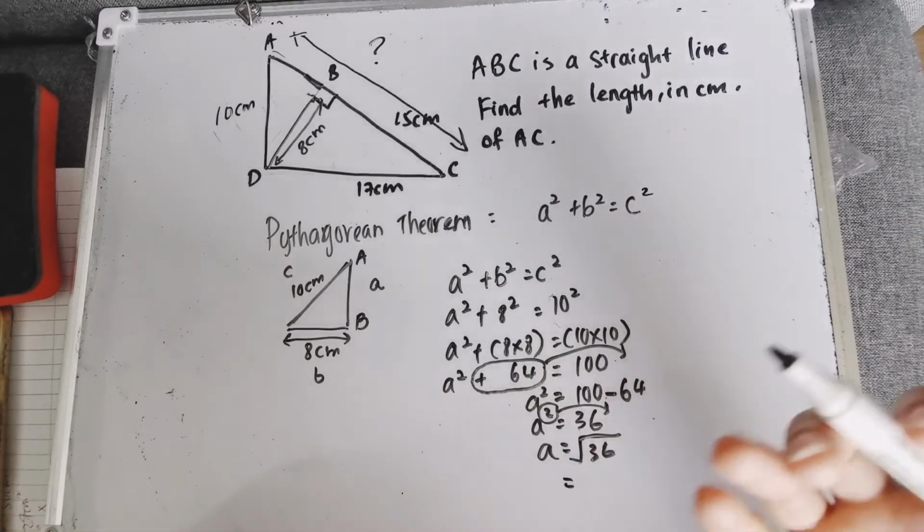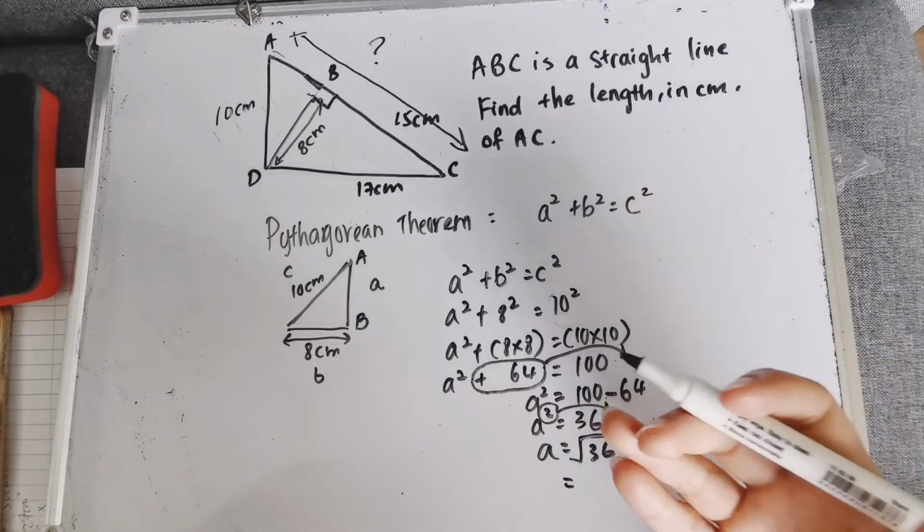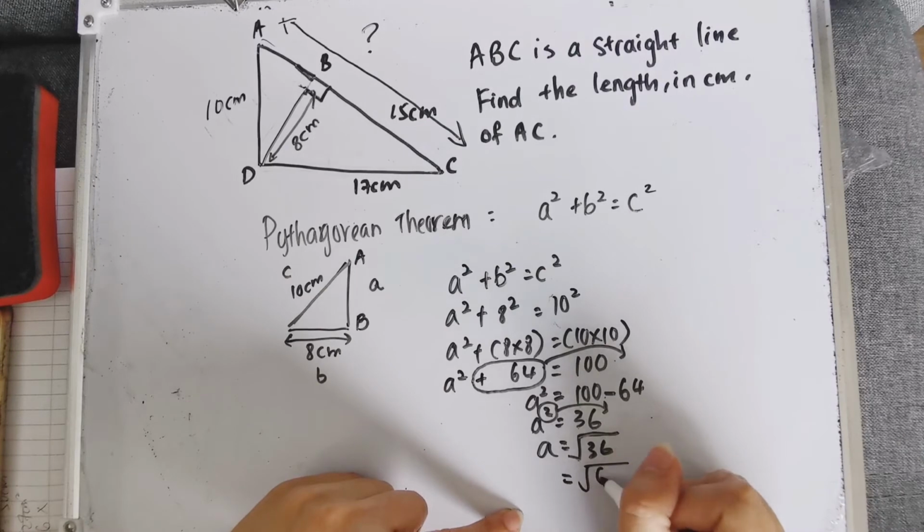So again, 2 times 2 is 4, 3 times 3 is 9, 4 times 4 is 16, 5 times 5 is 25, 6 times 6 is 36. So it's 6 times 6.